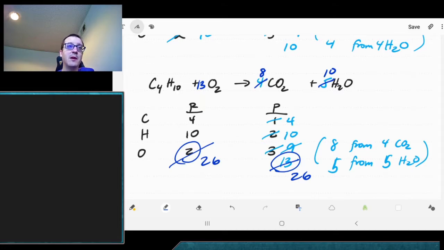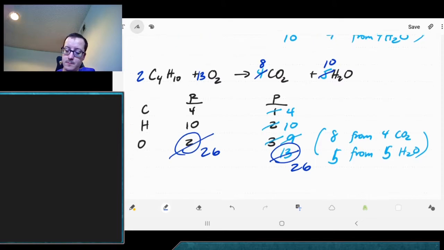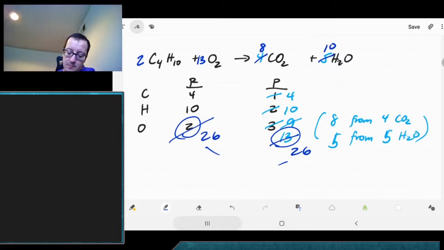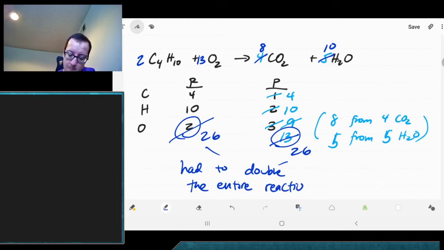And as you can see now, we have 8 carbons, so we'll just need to go ahead and double that one as well. And so we had to essentially double the entire reaction to get this one to work out.